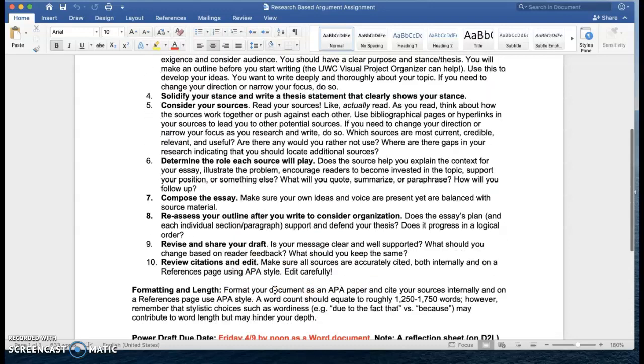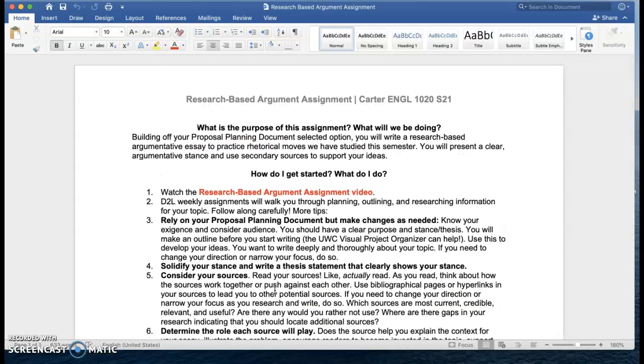So the main thing, as you can see, is really thinking about the direction you want to take this paper in. And if you haven't caught the drift yet, you need to be in depth versus having a surface level idea. So make sure you take a look at that proposal planning document and also the video that will help walk you through having a really solid research question for this project.